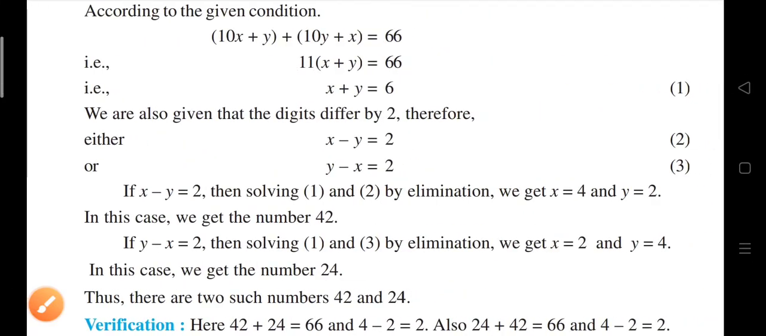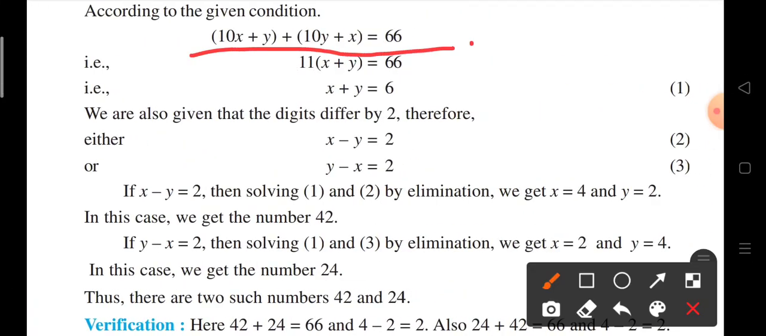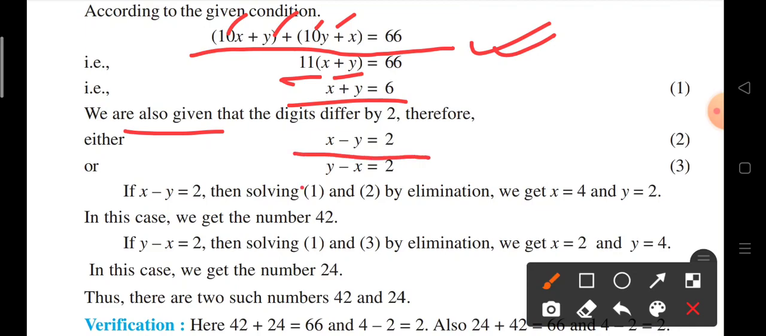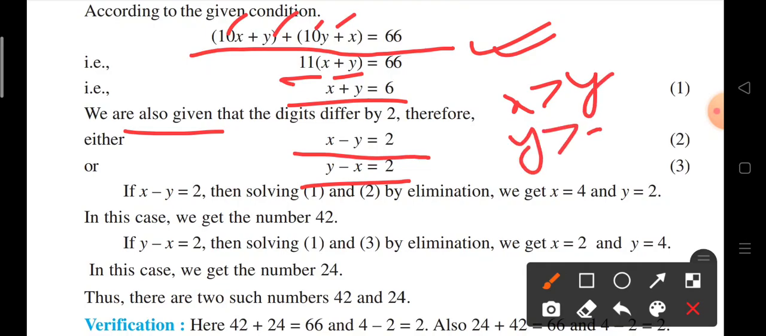Now their sum is 66. So when we solve this, we get 10x plus x, that is 11x, and 10y plus y, that is 11y. When we solve it, we get x plus y equal to 6. On the other hand, we are also given that the digit difference is 2. Therefore, x minus y is equal to 2, or y minus x is equal to 2, because we don't know which number is greater. Either x is greater than y or y is greater than x.